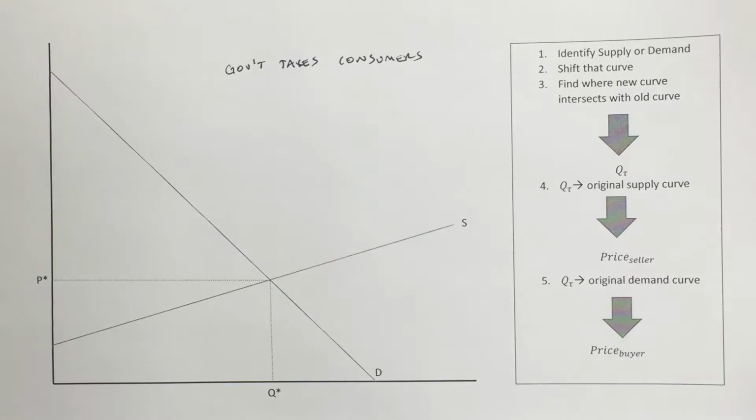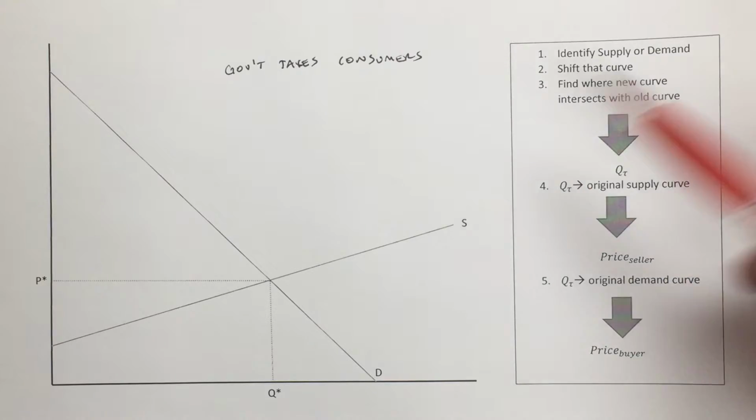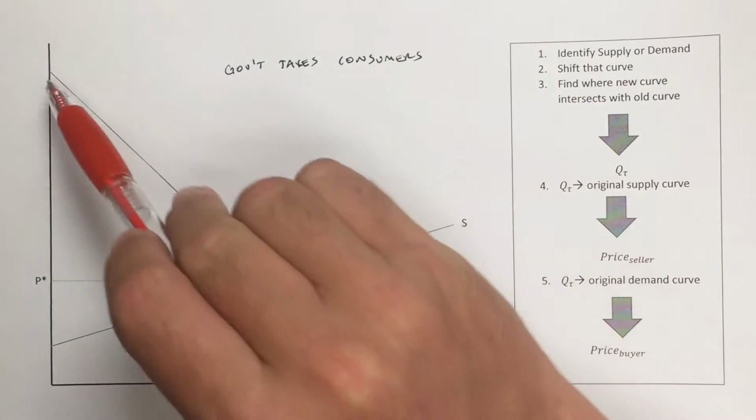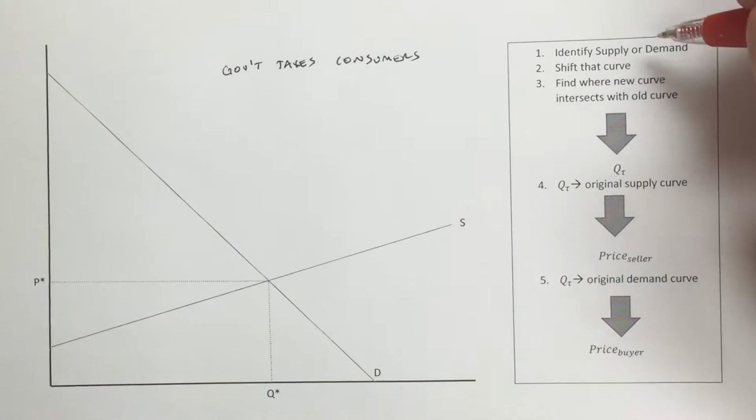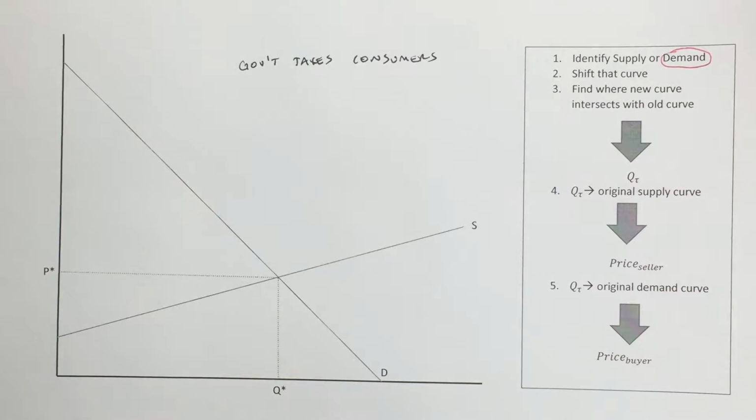we need most: the new equilibrium quantity, the price the seller receives, and the price that the buyer pays. All right, so let's go through this step process. The first is to identify if this is a supply or demand issue. Well, if we're taxing, the consumers are represented by the demand curve, so this is going to be a demand issue. And so we shift that curve.